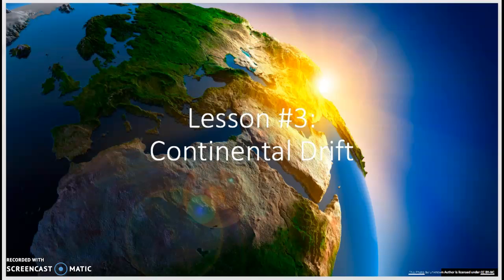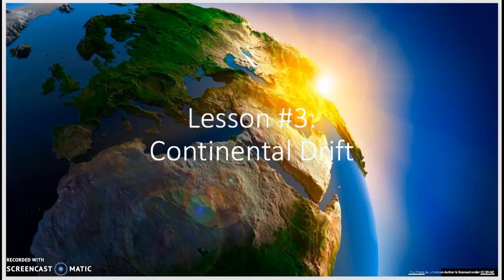Okay, welcome to Lesson 3, Continental Drift. So we talked about the idea that the continents moved, and today is all about the evidence that we have collected over the years to prove that the continents are moving.